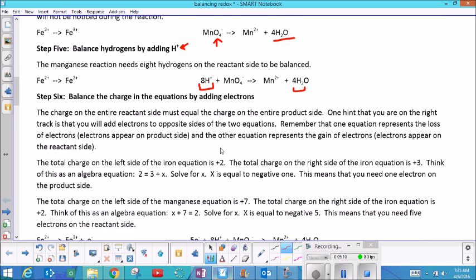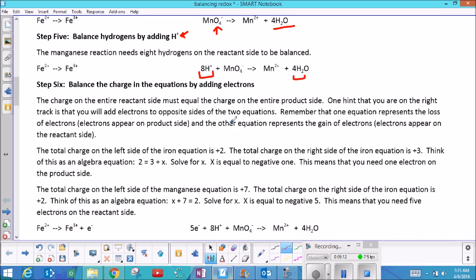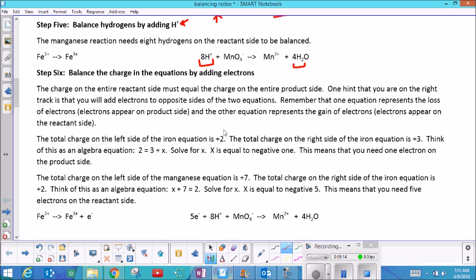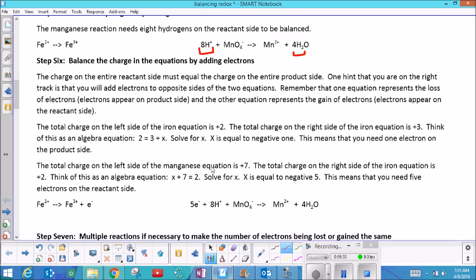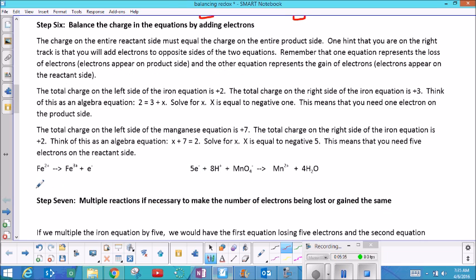The next step is that the charges on the reactant side must equal the charges on the product side. So you're going to be counting up the charges, and whichever side is greater, you're going to be adding electrons to that, and that is how you're going to balance out the charges. So let's look at our Fe side.